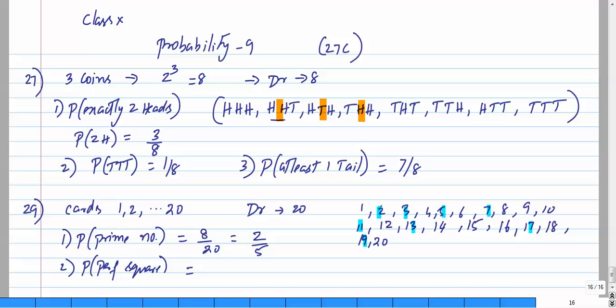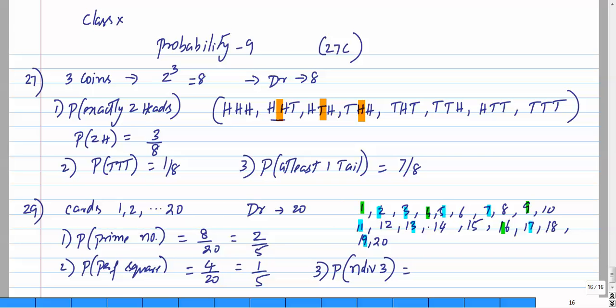So how many numbers do we have satisfying this condition of a perfect square? We have 1, 2, 3 and 4. So the probability that it is a perfect square is 4 upon 20 or 1 upon 5. Okay. Then the last question is, what is the probability that the number which we take, let us say n, is divisible by 3? N is divisible by 3.